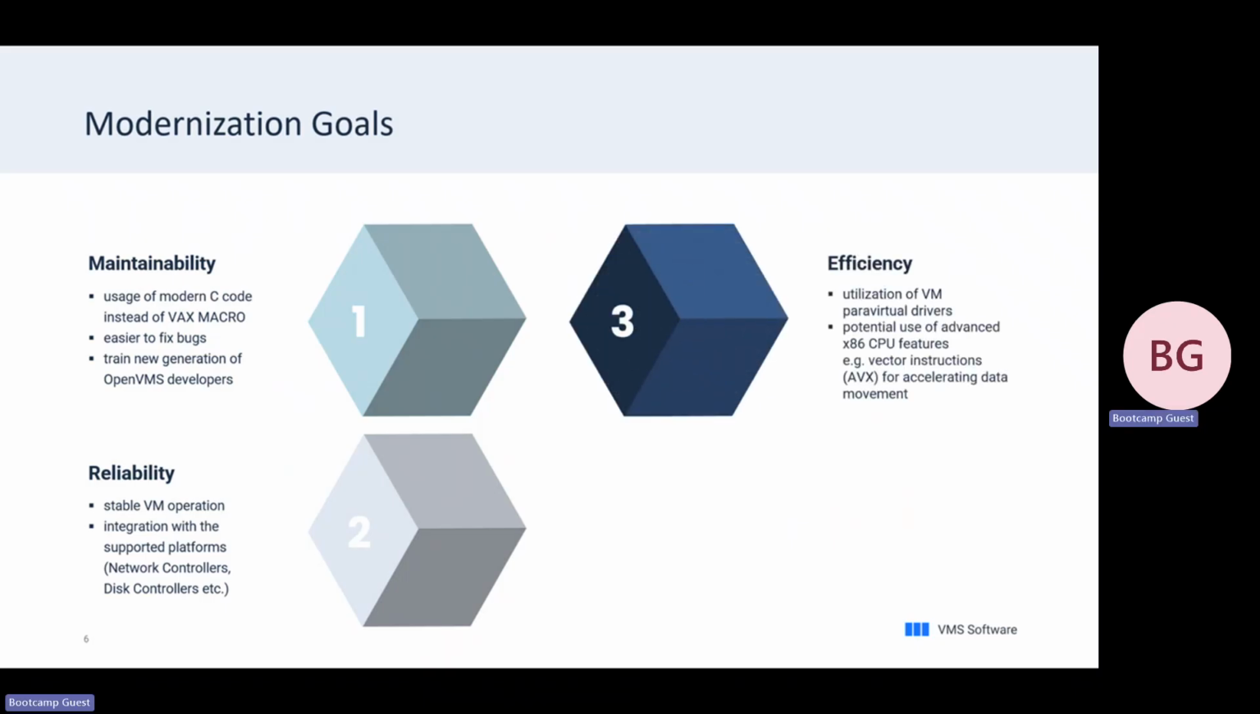Next, utilization of the paravirtual devices is important because we want to bypass emulation and communicate directly with the device in order to have some specific device operations. And of course, x86 CPUs provide some powerful hardware features that we may want to utilize in the future. For example, AVX support, the vectoring structure, could be used for accelerating the data movement between some I/O operations.